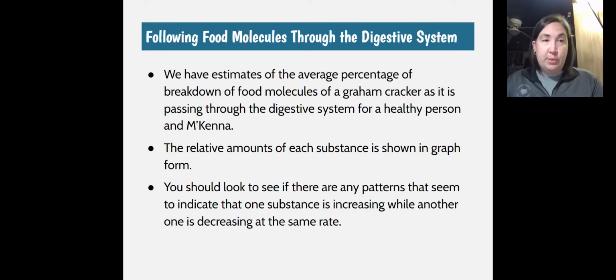So, following our food molecules through the digestive system, we have estimates of the average percentage of breakdown of food molecules in a graham cracker. So this is someone eating a graham cracker and then looking at the different food molecules of the cracker as it passes through the digestive system. And we have this amount for both the healthy person and for McKenna. The relative amounts of each substance is shown in graph form. And you should look to see if there are any patterns that seem to indicate that one substance is increasing while another is decreasing at the same rate.